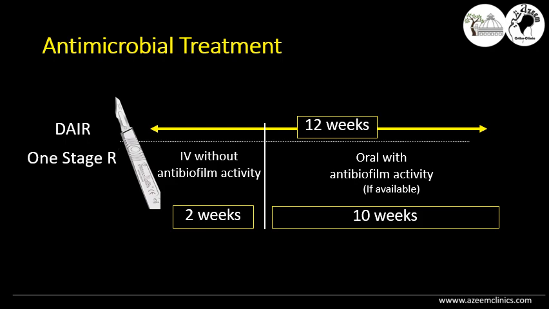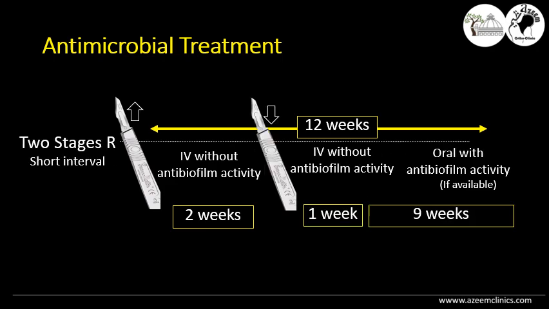For example, if we think about a one-stage revision. You will give IV antibiotics for the first 2 weeks in the normal fashion. But after 2 weeks, you should rely on oral antibiotics with anti-biofilm activity. That means that the antibiotics you give should be capable of penetrating the biofilm, assuming that the biofilm will be formed within 3 weeks. So after 10 weeks, the antibiotics given should be able to penetrate the biofilm to kill the bacteria.